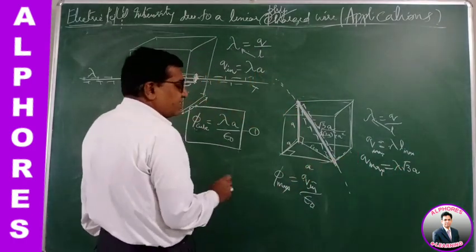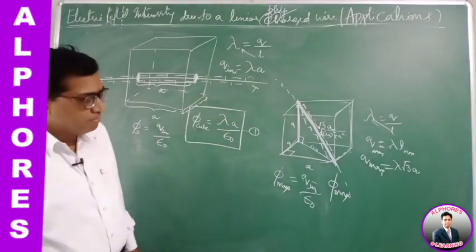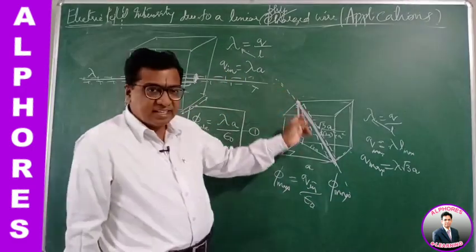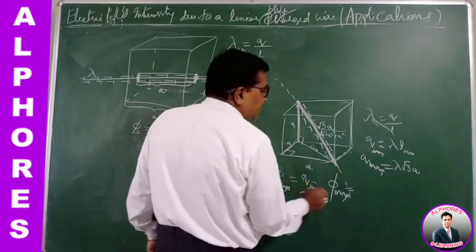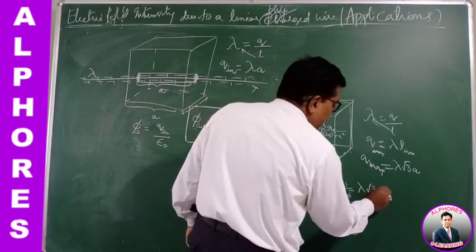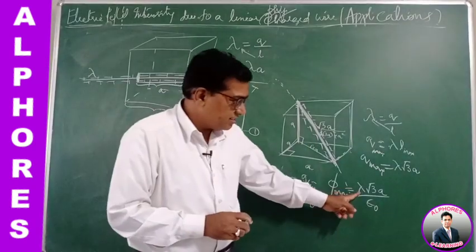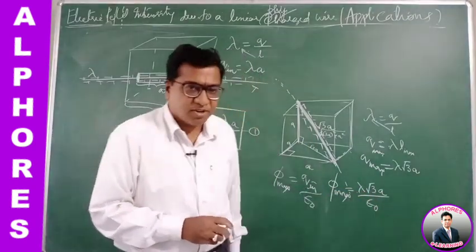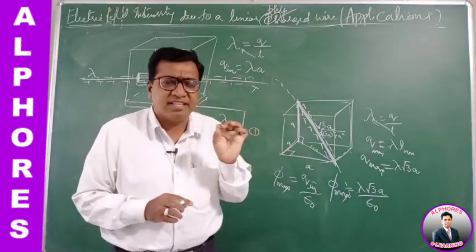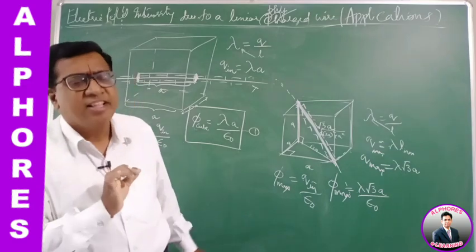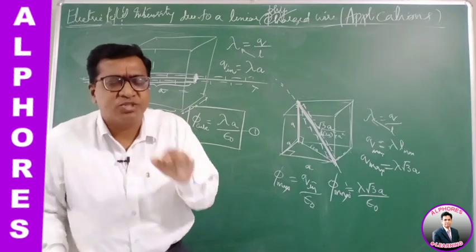Now substituting that, the maximum flux through the cube when the conductor is along the body diagonal is the maximum charge, lambda into root 3a, divided by epsilon naught. The maximum flux is lambda into root 3a by epsilon naught. The question was simply: a uniformly charged linear conductor of linear charge density lambda is passing through a cube of side A. What is the maximum flux associated with the cube?